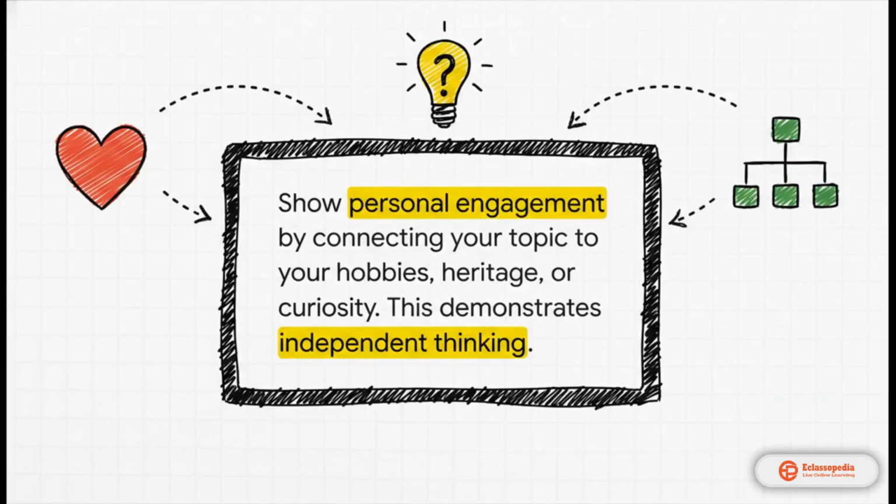So here's the bottom line. Pick a topic you're actually invested in. Your passion is going to shine through in your work, in your creativity. And that is exactly what the examiners are looking for when they grade you on personal engagement.